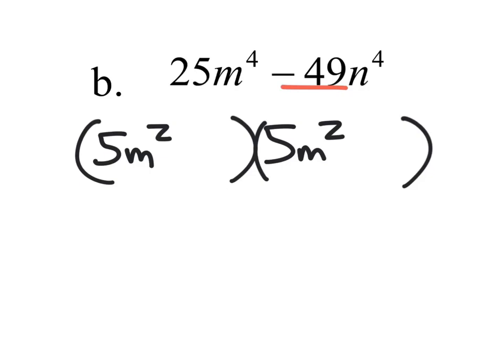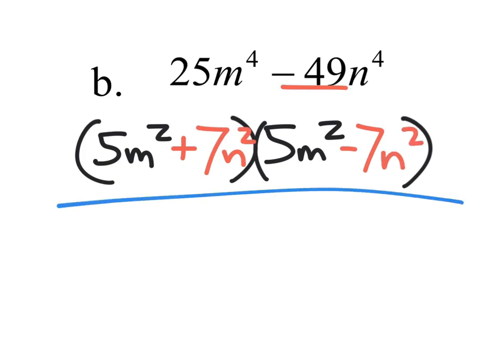And then the second half, I can see that we've got negative 49. So because this is a negative, I recognize that it's going to be plus minus. And then what times what gives us 49? 7 times 7. And then I can see that it's n to the fourth, so I'm going to make this n to the second, n to the second, and we just factor this out.